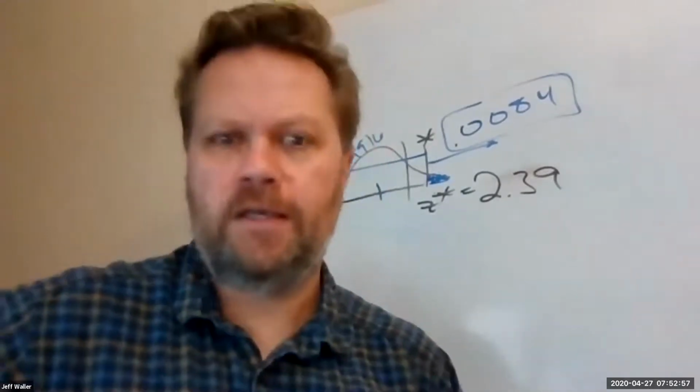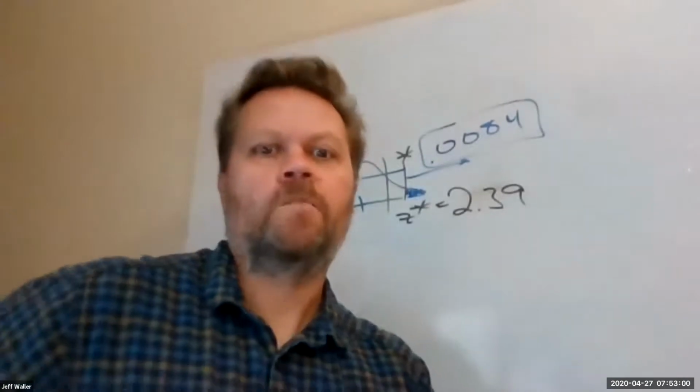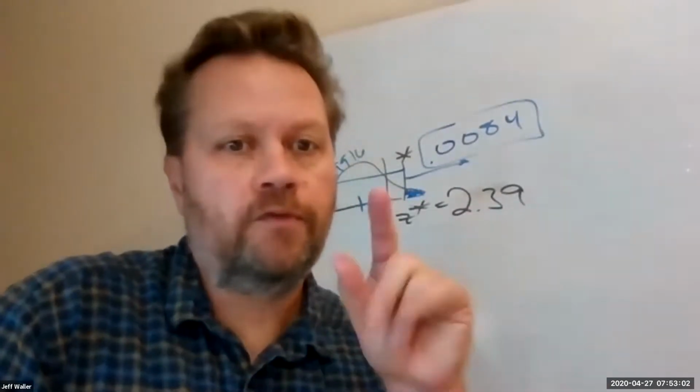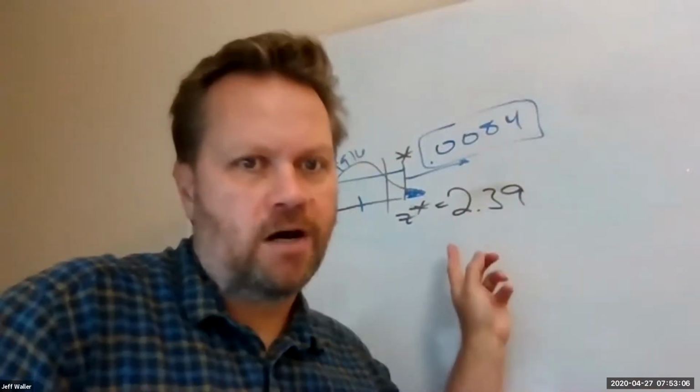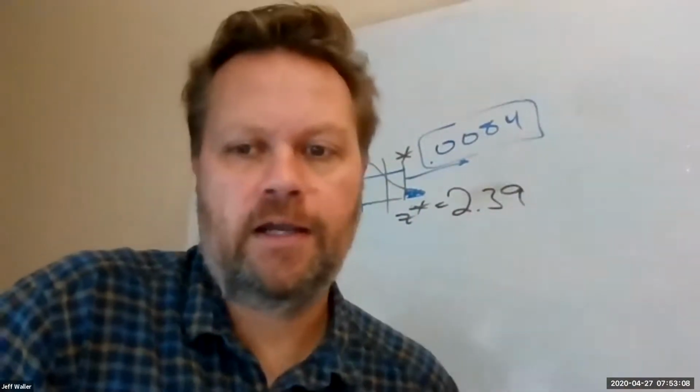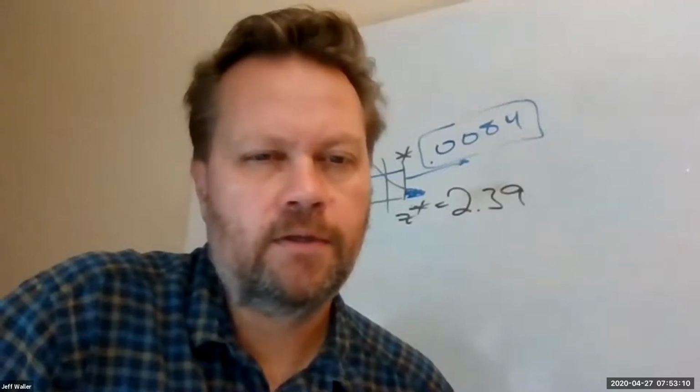Okay, I'm not seeing anything. So hopefully that made sense. So really, the p-value for you is just one more step. You find the z star, and then you find the area in the tails or tail that it makes.